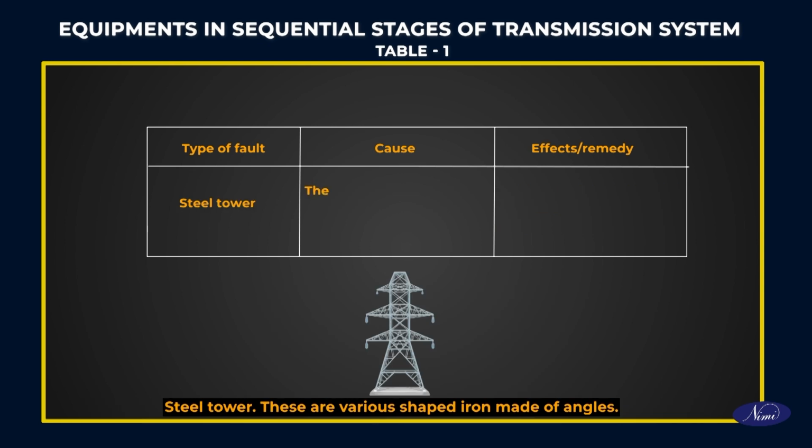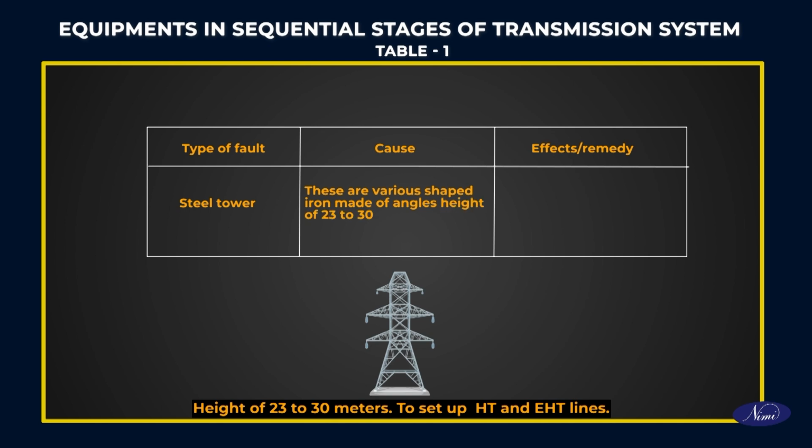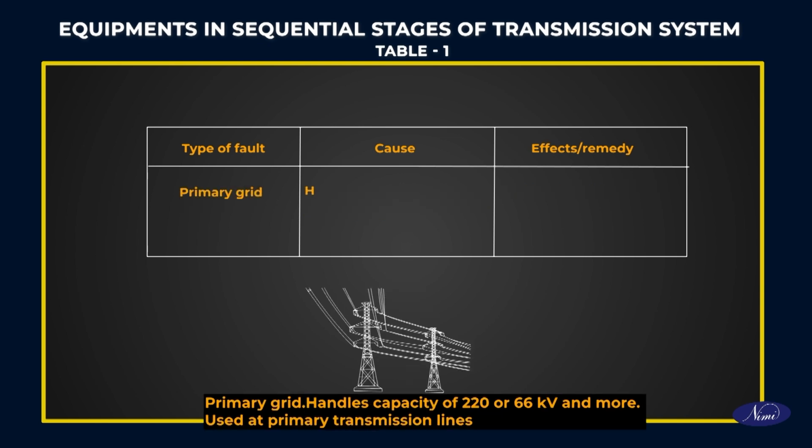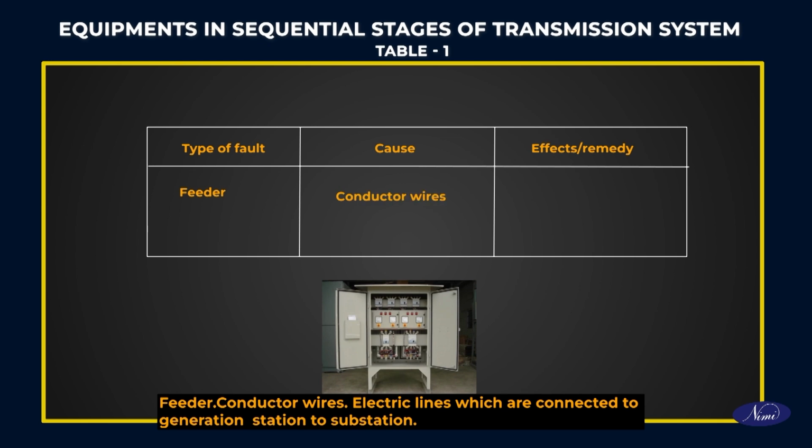Steel tower. These are various shaped iron made of angles. Height of 23 to 30 meters. To set up HT and EHT lines. Primary grid handles capacity of 220 or 66 kilovolts and more. Used at primary transmission lines. Feeder conductor wires. Electric lines which are connected from generation station to substation.